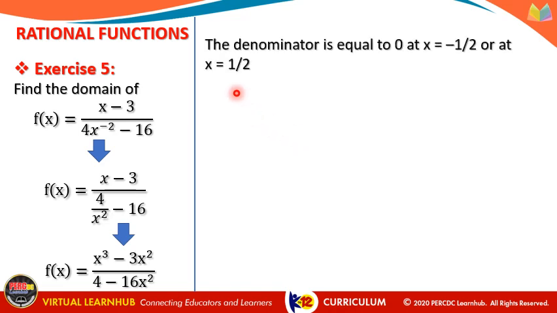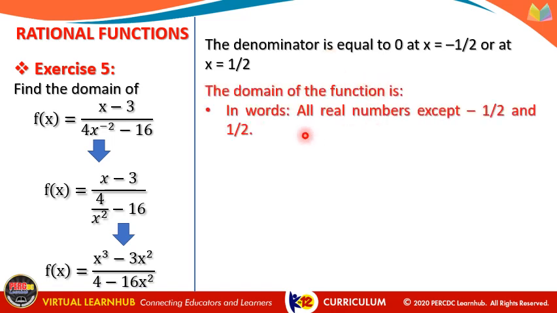Alright, so ito yung nakuha natin from the previous step. The denominator is equal to 0 at x equals negative 1/2 or at x equals 1/2. Again, since sila yung magpapa-0 sa denominator, hindi sila kasama sa domain. Therefore, ano ngayon yung domain ng function natin? Di all real numbers except negative 1/2 and positive 1/2.